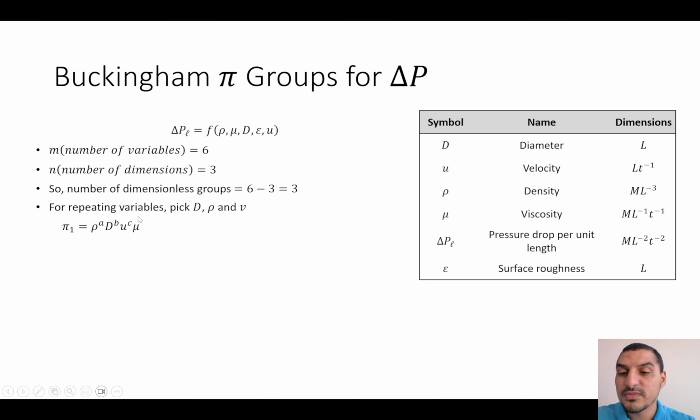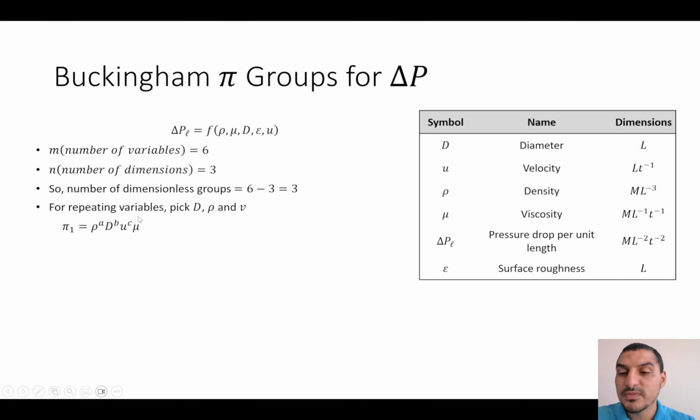So we will have 3 non-repeating variables, so we will have 3 dimensionless groups, one with mu, one with epsilon, one with delta p, and each one of them is multiplied by rho, d and u. Each one is raised to a power. So if you know the values of the powers, we will know the shape of the dimensionless group. So this is simply what we want to do.